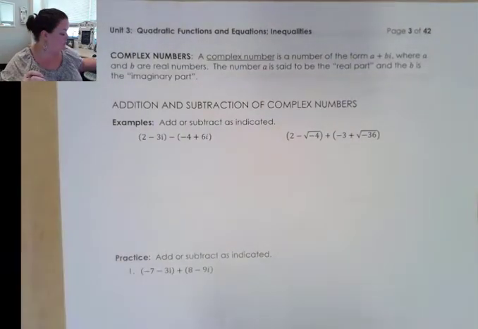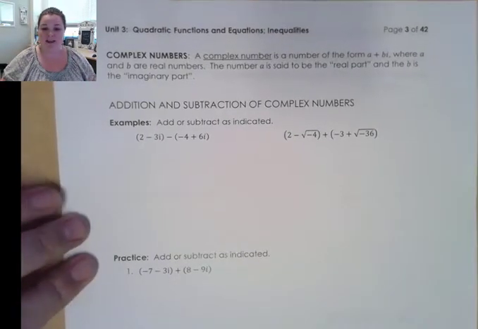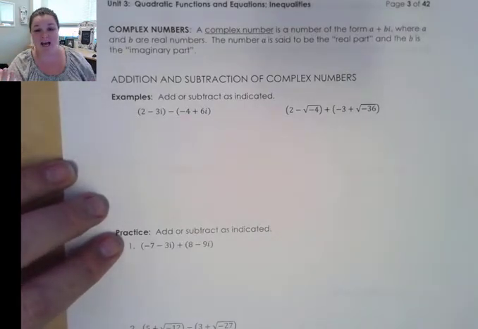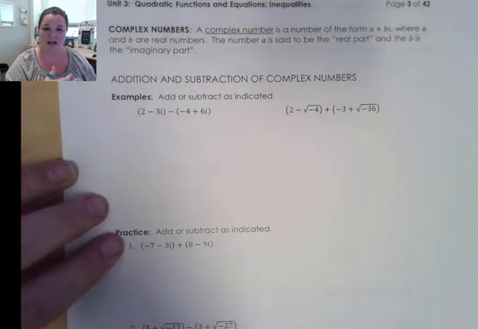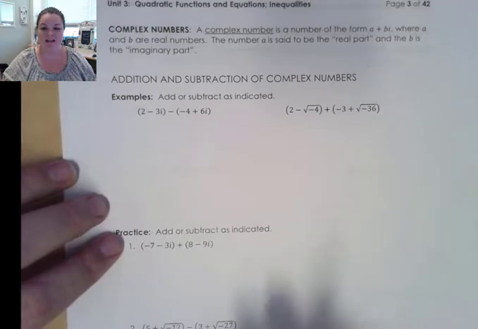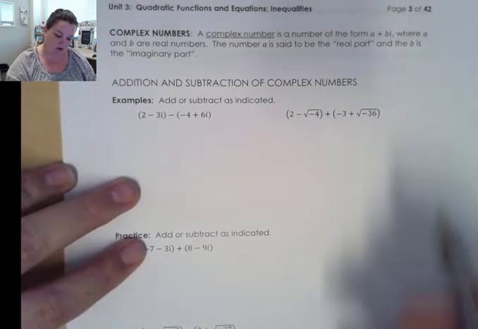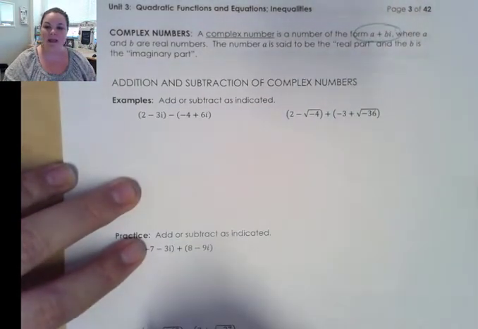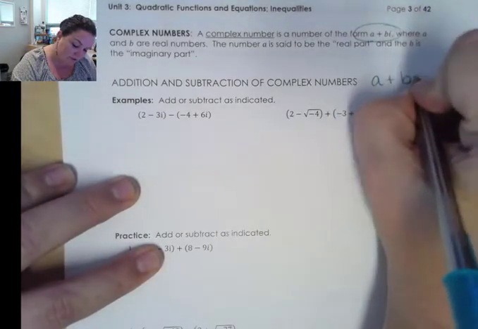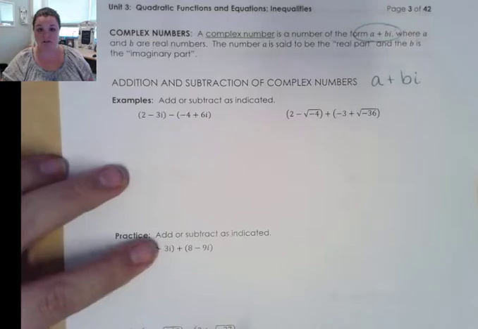Now that we know how to simplify complex numbers, let's look at adding and subtracting. Adding and subtracting is the same as adding and subtracting like terms. If it has an i, you can combine it with something else that has an i. If it doesn't have an i, you can't combine it with something that does, right? And we want to make sure that we always write our complex numbers in the form a plus bi, meaning we have our real number part plus our i part.